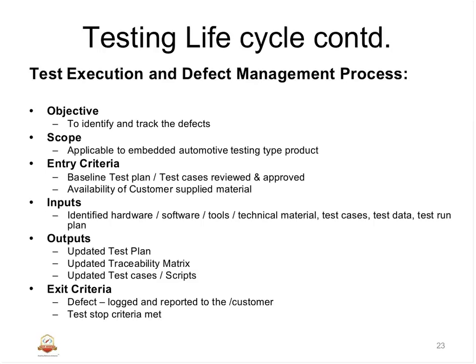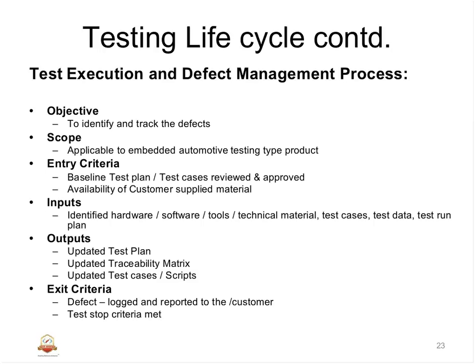The previous cycle exit, usually the output, will be an entry criteria here. Test cases reviewed and approved. Baseline test plan. Availability of customer supplied material, because I need to execute on the end target. Definitely I need to have it as a target based testing system. So definitely we are going to have the required material as per the plan.